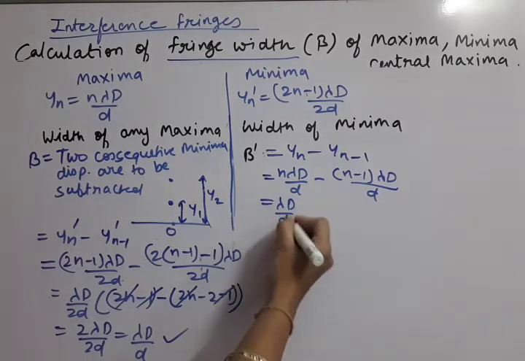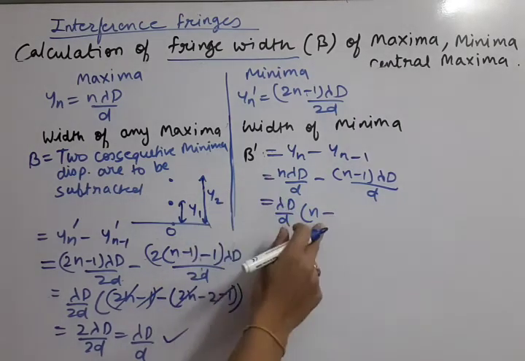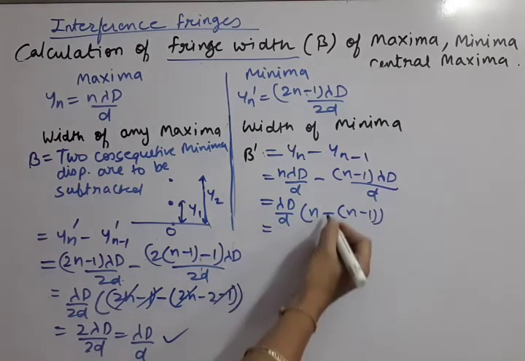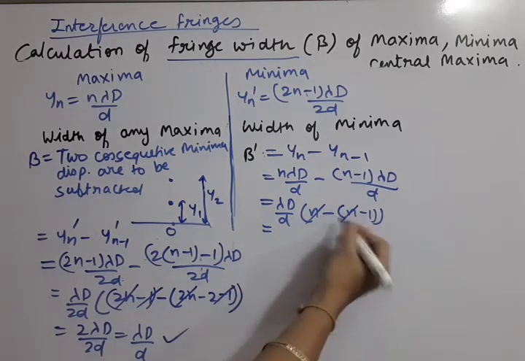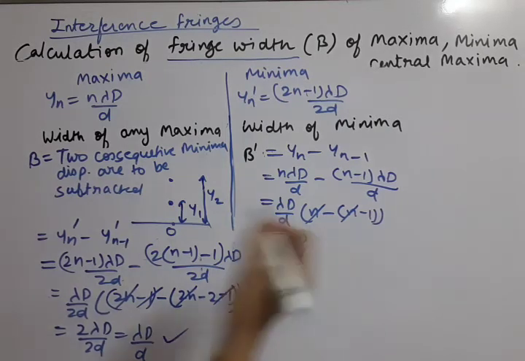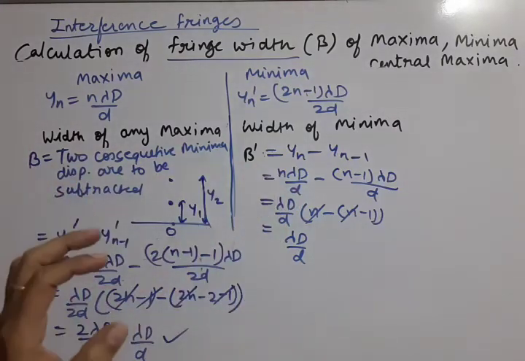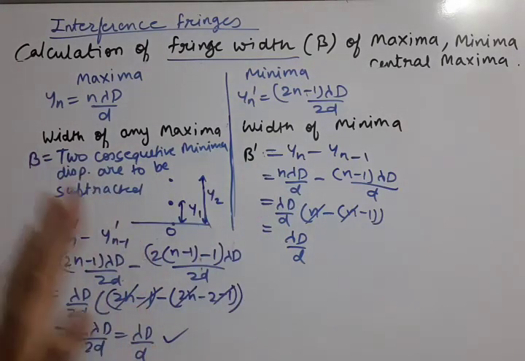So lambda D by d is common, n is left from here, and here minus n minus 1. So you can see n and n cancelling, minus minus plus 1. So lambda D by d we have obtained. So this way widths of maximas and minimas are coming same. So beta and beta dash are same.